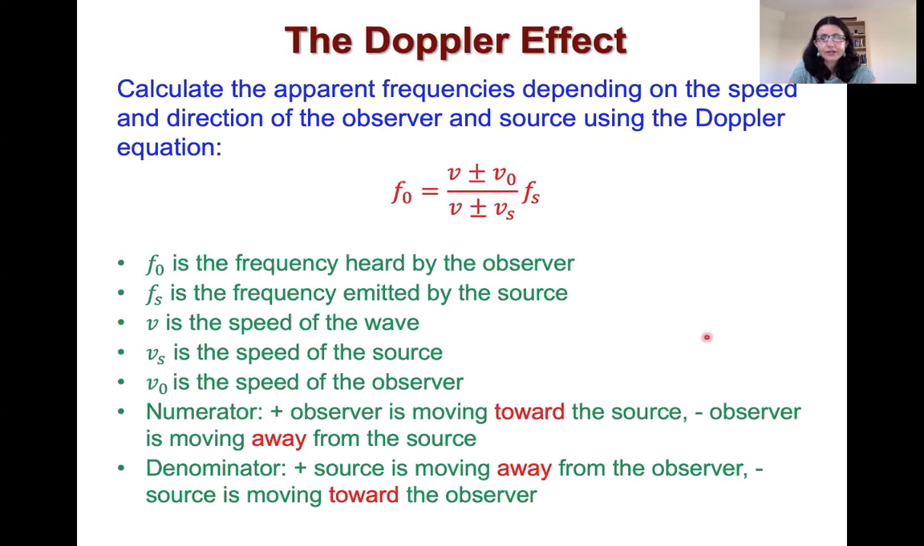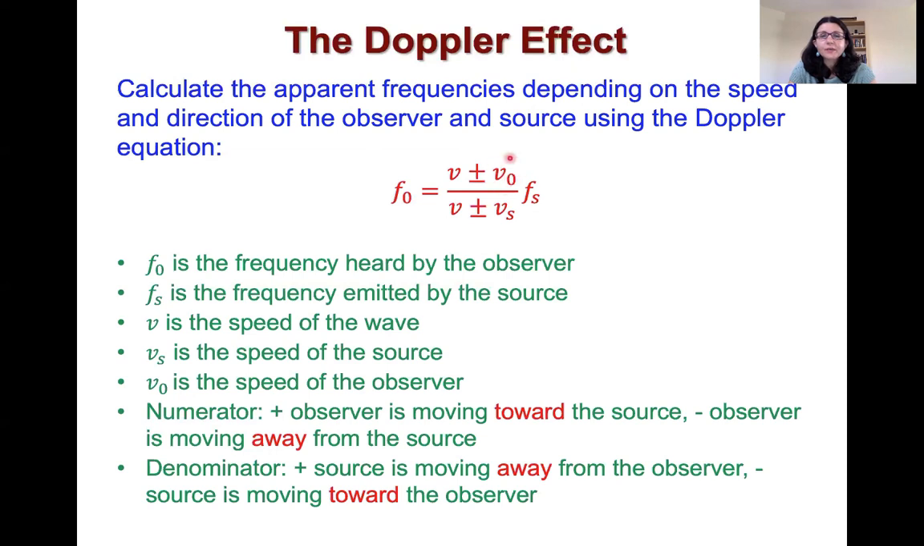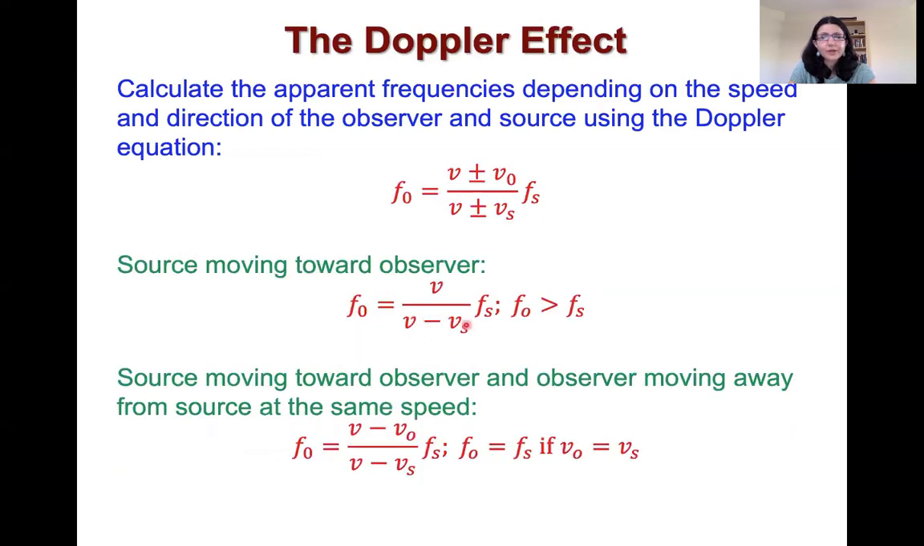So let's look at our ambulance example and think about how to simplify this to fit that example. Let's imagine our source, which is the ambulance, is moving now towards the observer. So we're thinking about the observer that's standing on the right. If we look back at that equation, the observer himself is not moving, so that speed is 0, but the source is moving, and the source is in the denominator, and is moving towards the observer, so we should get a minus sign. So that's why we choose a minus sign.